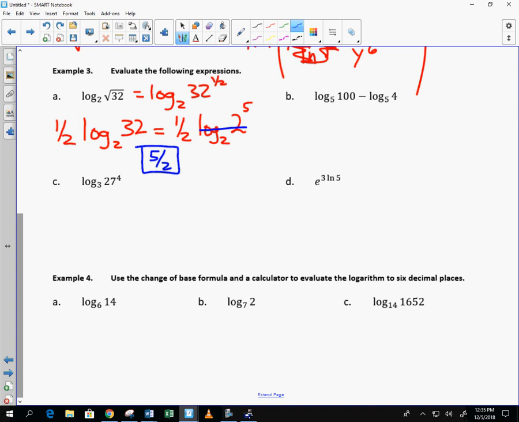Letter B, log base 5 of 100 minus log base 5 of 4. I don't know what log base 5 of 100 is, and I don't know what log base 5 of 4 is. But instead of doing subtraction, what can I do? Division. 100 divided by 4? Can I write 25 as a base of 5? Log base 5 of 5 squared. What happens? They cancel, leaving you with dos. Just Spanish for 2.